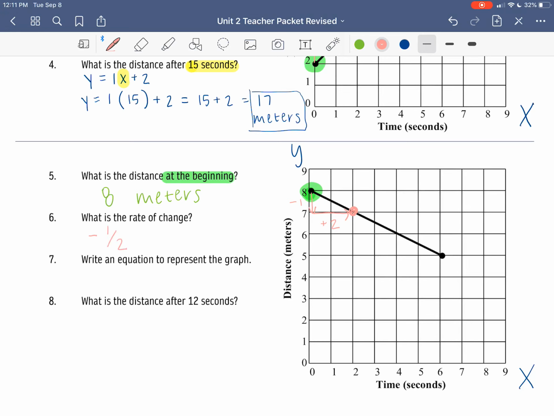And now if we think about that in terms of what we're really saying, we're going down 0.5 meter per second. So check this out. You drop down 1/2 when you go over 1 second. So we can think about those in terms of proportions. So we lose 0.5 meter per second.